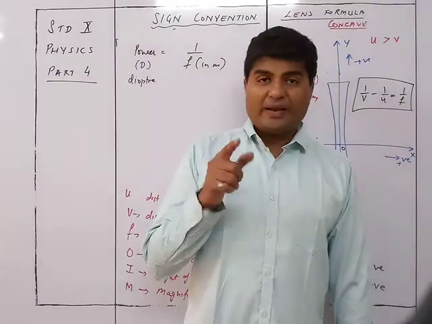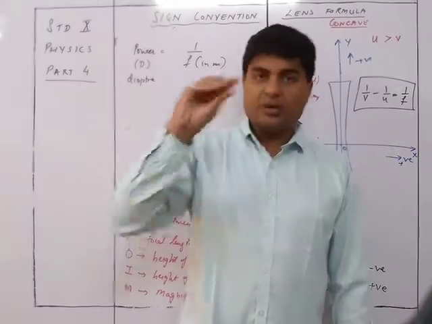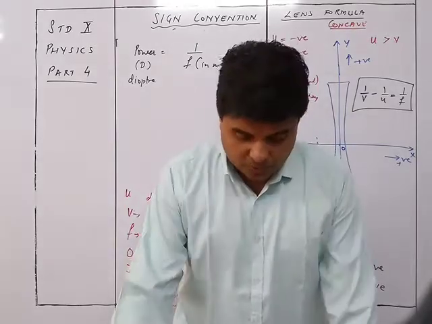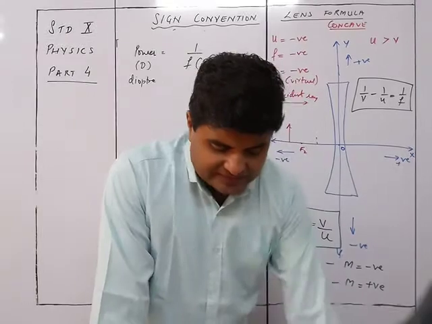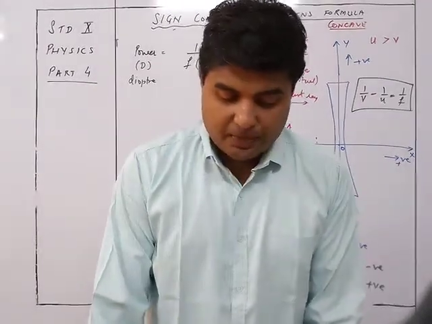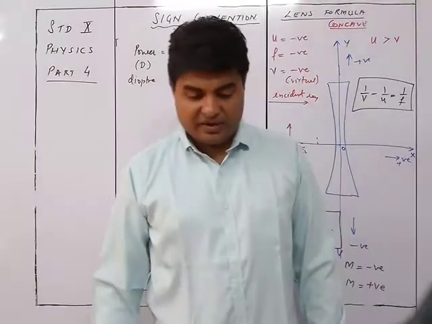Convex lens has positive power because they are converging type. It is going towards the center, so positive. If it is going away from the center, negative. So that will be negative for concave. Thus, the power of a convex lens of focal length 20 centimeters is 5D, while the concave lens of the same focal length is minus 5D.